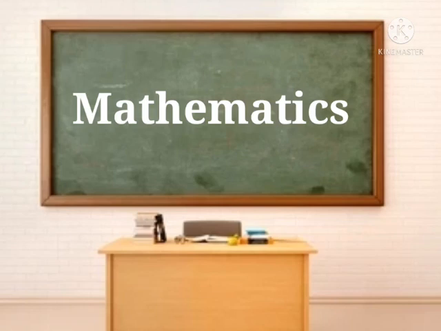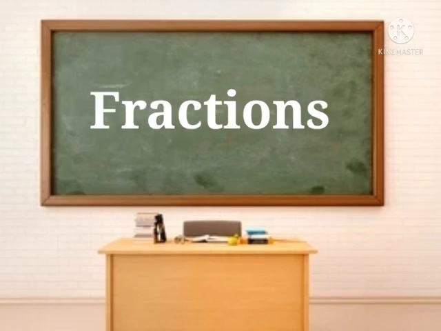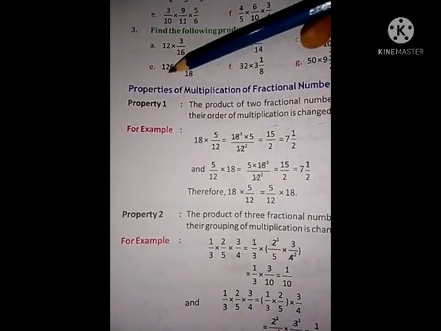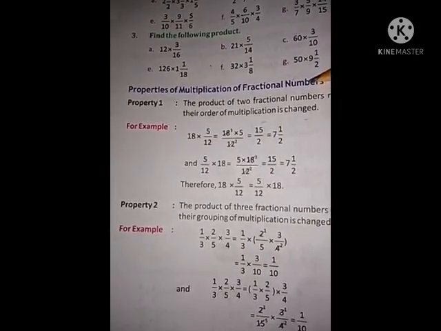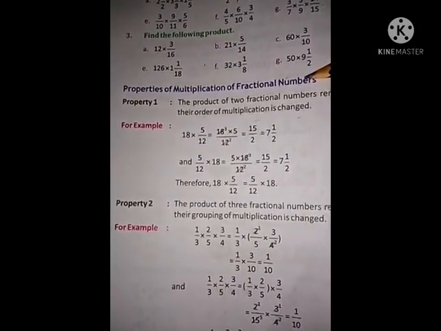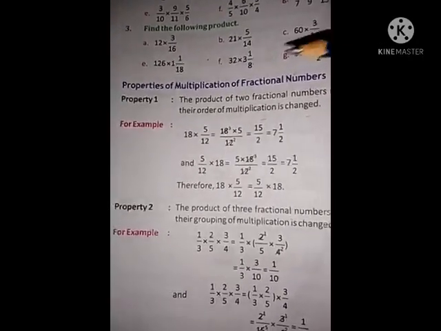So students, we were learning the 5th chapter from your Maths book, right? The chapter is about fractions. So today, let's continue that chapter. All of you, open your books, page number 62. See, properties of multiplication of fractional numbers. The fractional numbers have properties of multiplication. So, we are going to learn those properties.